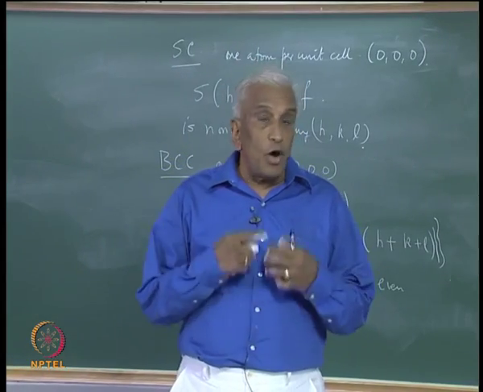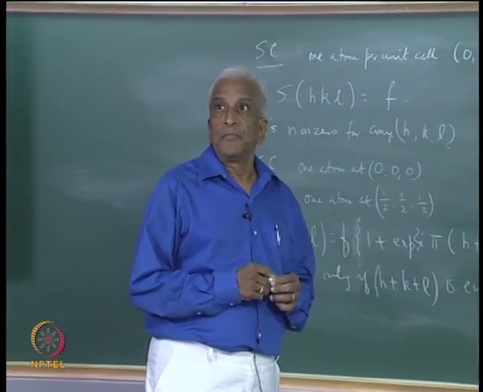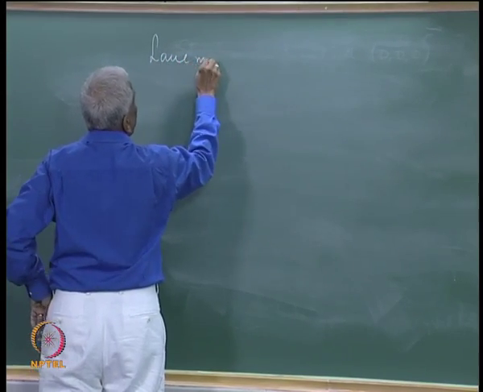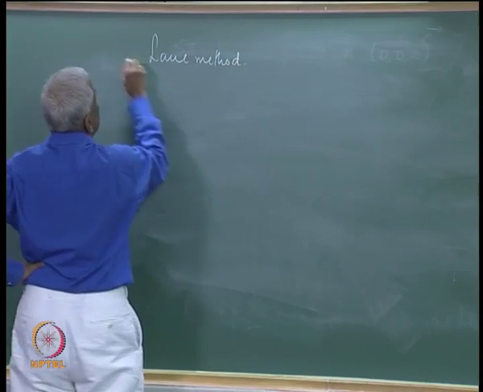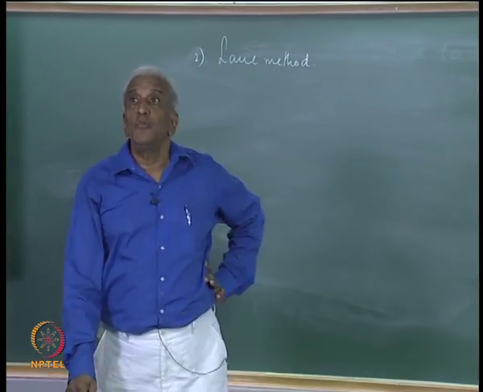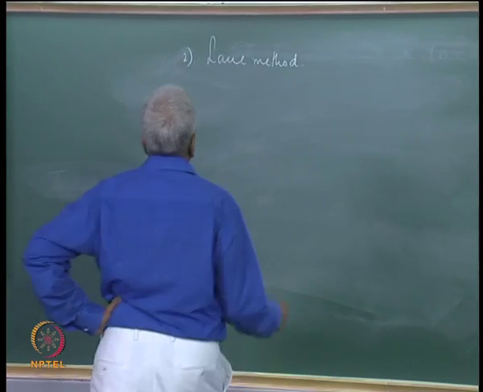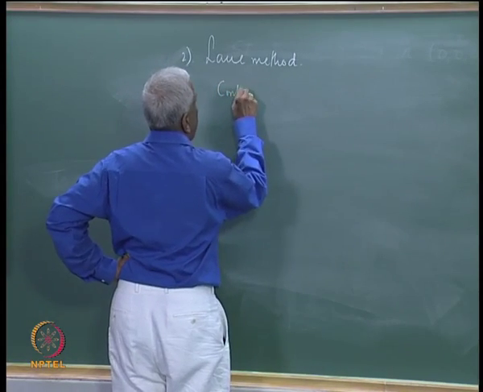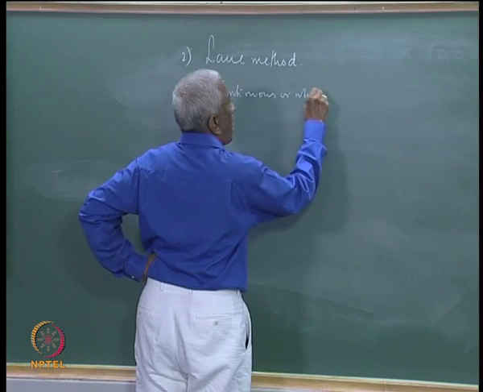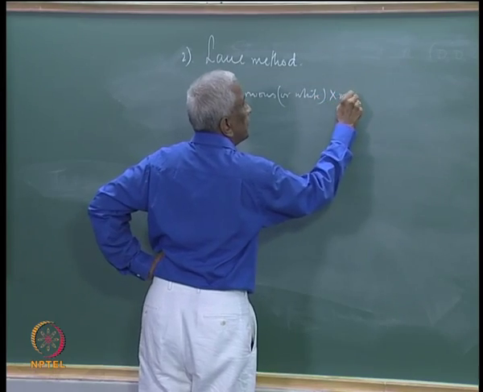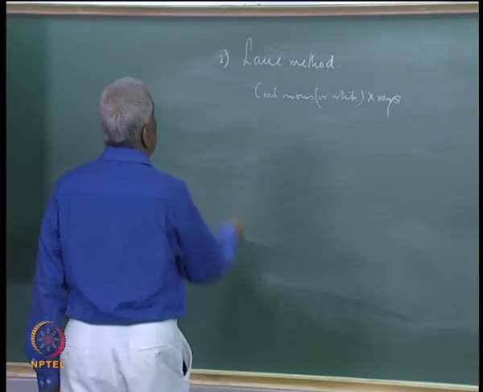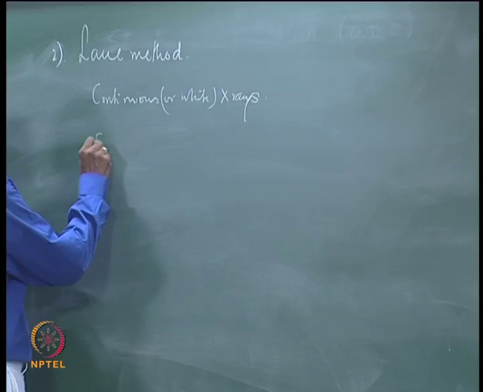The next method that we talk about is the Laue method. This is the second method. The first method was the Debye-Scherrer method. In the Debye-Scherrer method, we use monochromatic X-rays. Here we use continuous or white X-rays, not monochromatic X-rays. And in the Debye-Scherrer method, we use a polycrystalline sample, but here the specimen is in the form of a single crystal specimen.